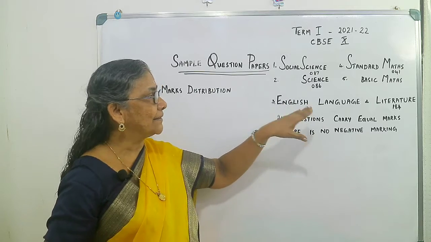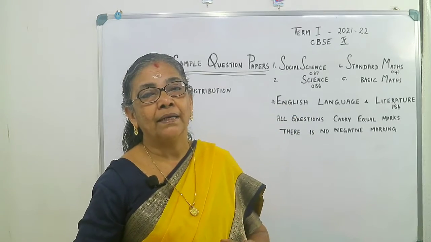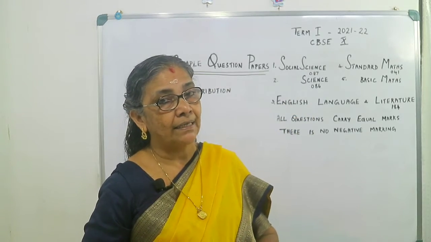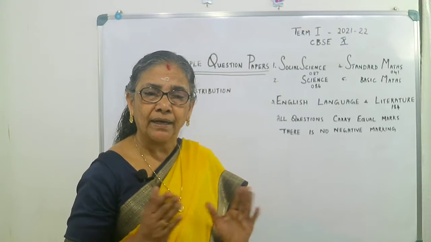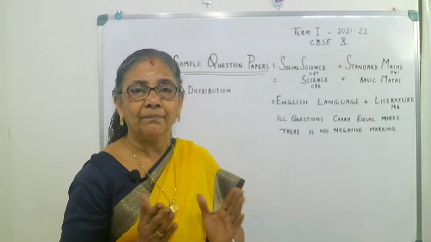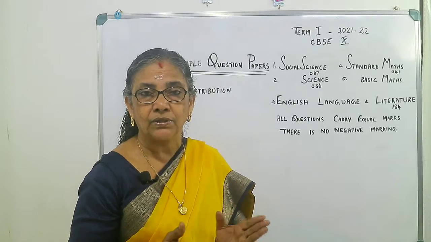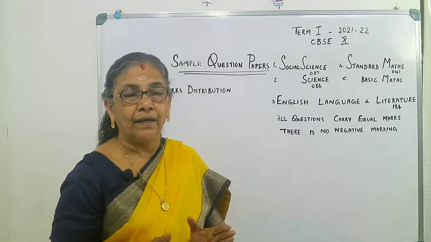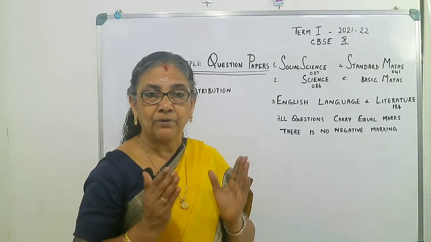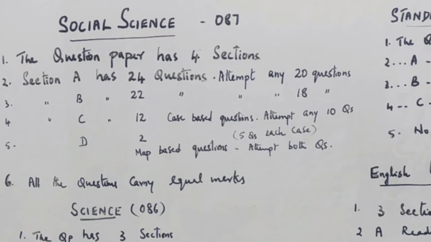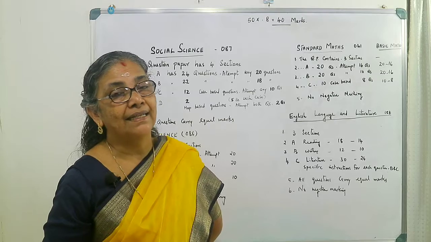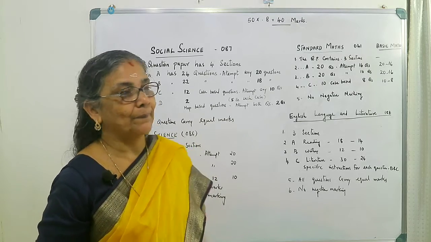So here let us see how the marks have been distributed. In this video I am just telling how the marks have been distributed, so you can compare how many sections will come in maths, science, social science and English. What about section A? What about section B? Let us see the sample question paper of the 10th standard social science paper.